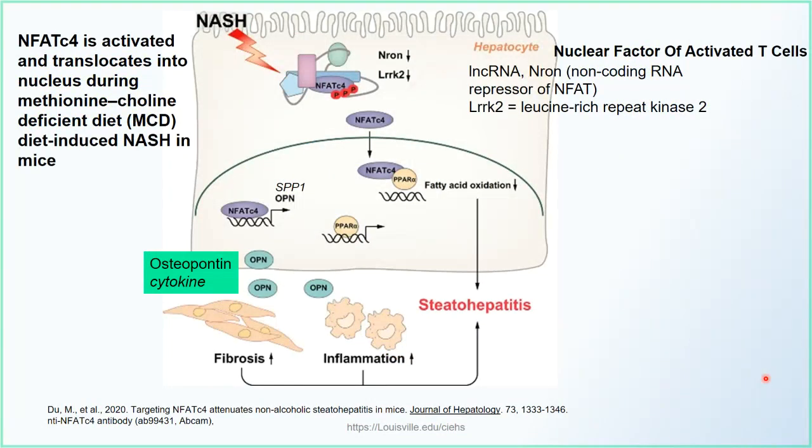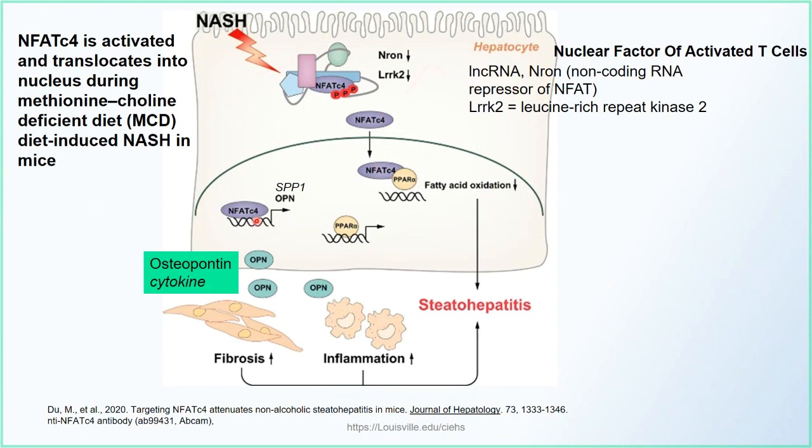NFATC4. So how NFATC4 is regulated is that in response to the oxidative stresses that occur with diet or chemical exposure-induced NASH, we have a destruction of this lncRNA called NRON and a decrease in LRRK2. So LRRK2 phosphorylates NFATC4 and keeps it in the cytoplasm, and this NRON lncRNA also holds it in the cytoplasm. But in response to calcium signaling, which activates a phosphatase that isn't depicted here, or the decrease of these two components, NFATC4 can enter the nucleus.